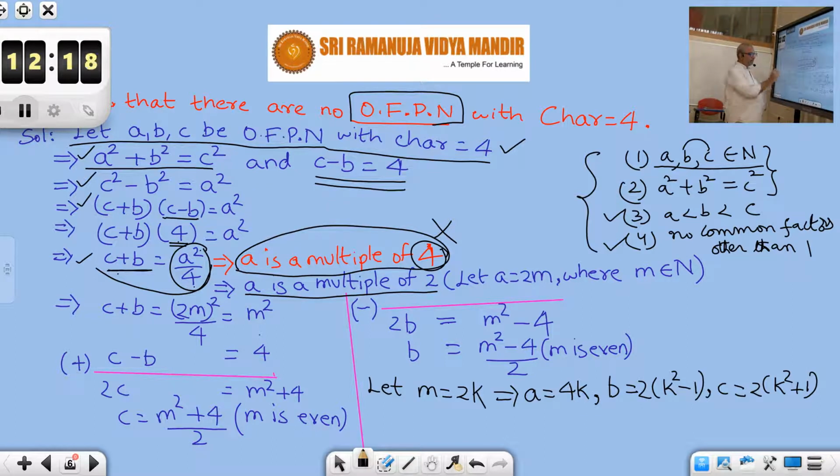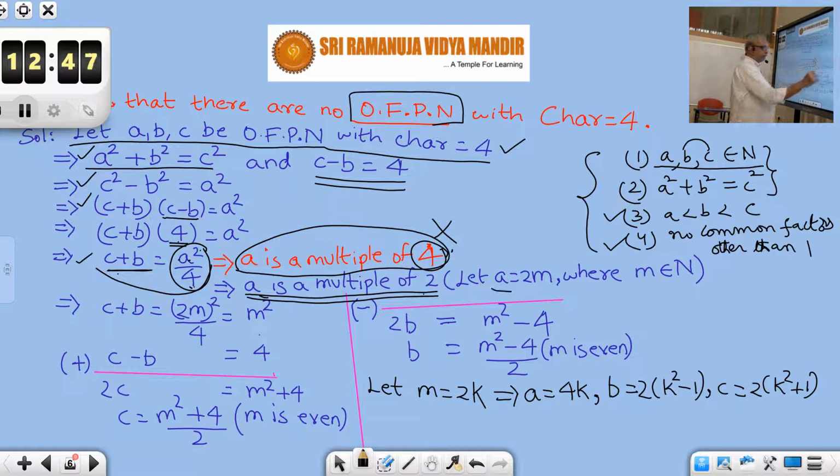If A is a multiple of 2, then in A square you will get 4, is it not? 4 is in the denominator. So, A need not contain 4. If it contains 2, that is enough. Then A square will contain 4 and the denominator 4 gets cancelled. So, that is the point you should note. Every student is writing like this: A is a multiple of 4. No, that is not correct. A is a multiple of 2 is correct.